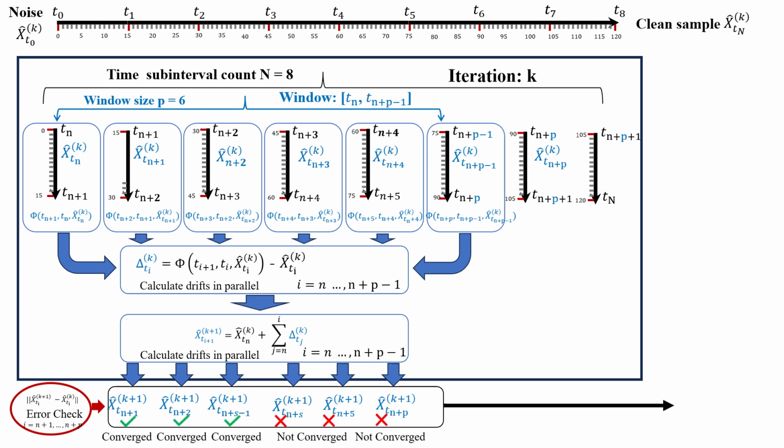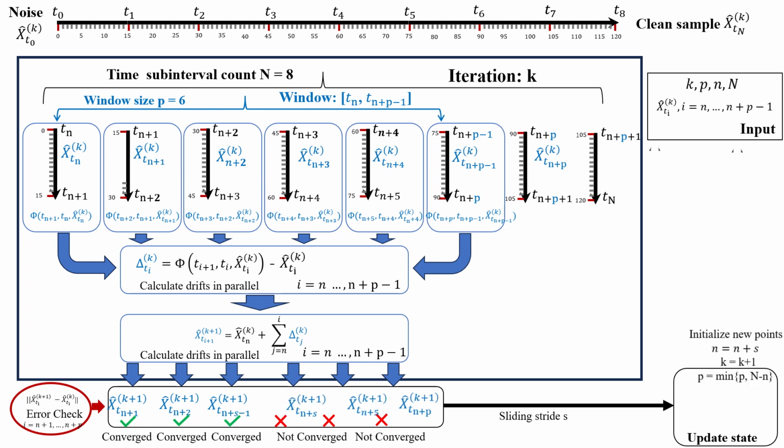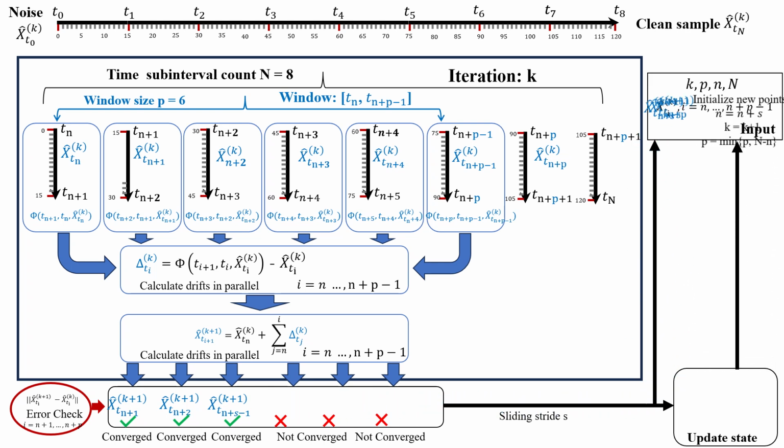Based on the index of the first unconvergent sample, we can determine the sliding stride of the window. Then, updating the states of iteration, such as initializing new sample points outside the current window and the iteration index k, we are able to prepare the input for the next iteration.